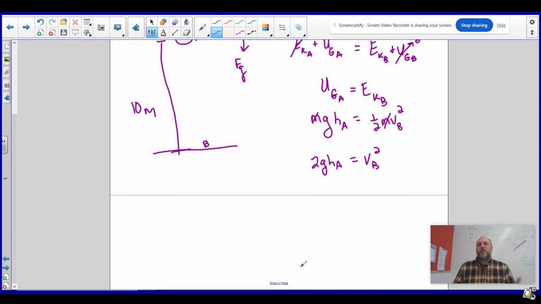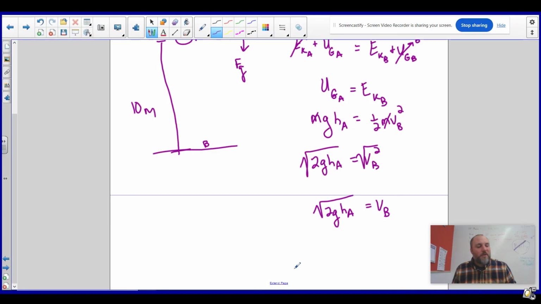Of course, I don't want vb squared, I just want vb. So I'm going to take the square root of both sides. And I get that the velocity at position B is just equal to the square root of 2gh. That result should look familiar because that's exactly what you would get if you did the third kinematic equation, where h is the displacement. And it turns out that the third kinematic equation comes from the conservation of energy.